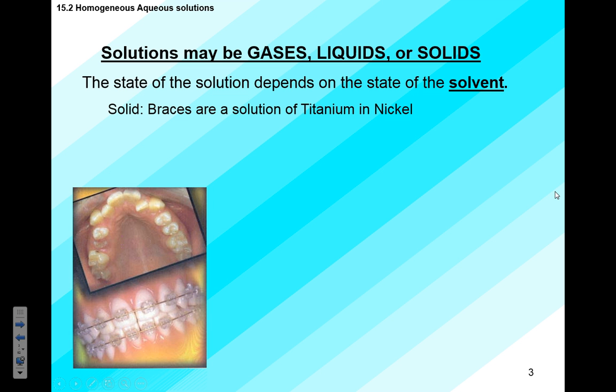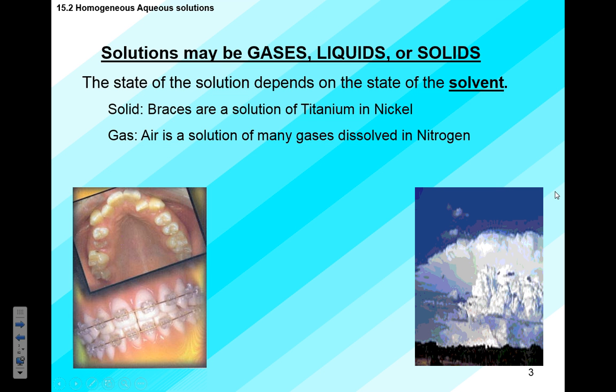Well, braces would be a good example of a solid solution. You have metals that are blended together. So you've got nickel, which is there in greater quantity, so that would be our solvent. And mixed in with that nickel is titanium. So we've made an alloy of nickel and titanium. Well, it is a homogeneous mixture of those metals, so it's a solution of those metals.